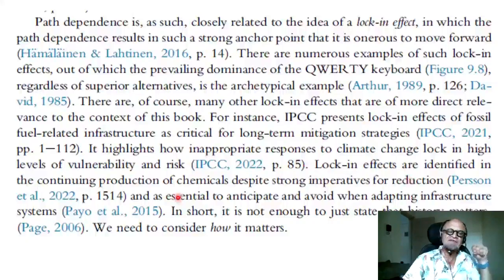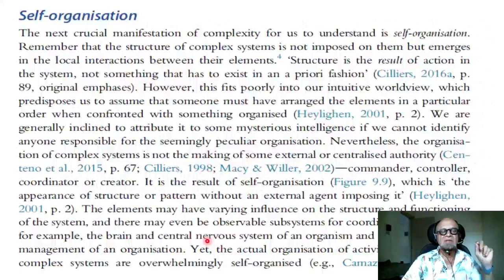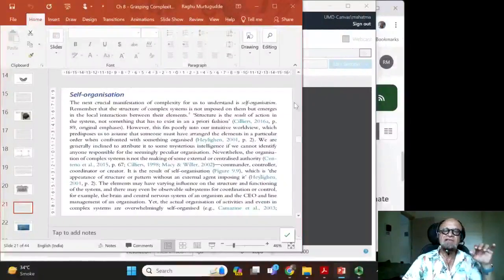Lock-in effects are identified in continuing production of chemicals despite strong imperatives for reduction. You can think of plastic, which is a miracle material, polluting everything, and the microplastics and nanoplastics are even in our bloodstream, but we still don't stop producing and using them. This is essential to anticipate and avoid when adopting infrastructure systems, and yet we are locked into those. In short, it's not enough to just state that history matters. We need to consider how it matters and how we are often locked into it despite its well-known negative impacts on our very being.